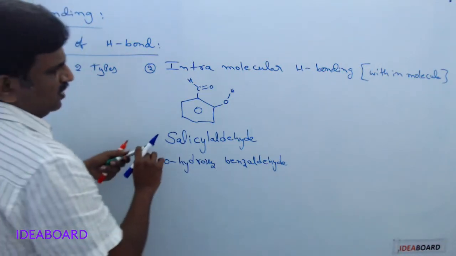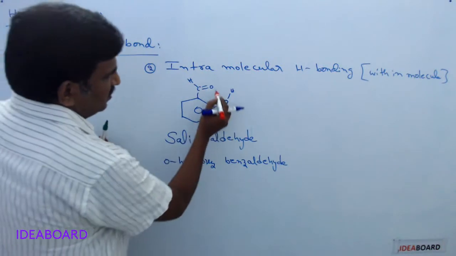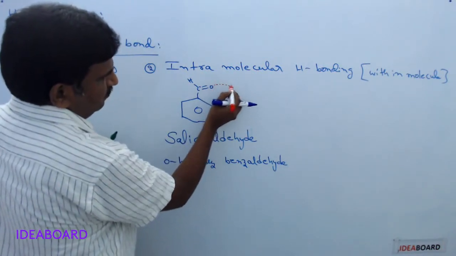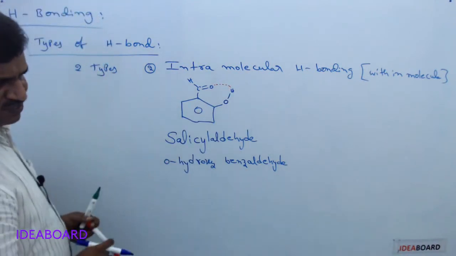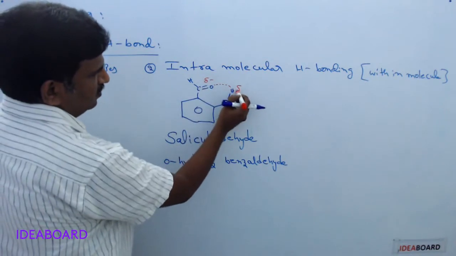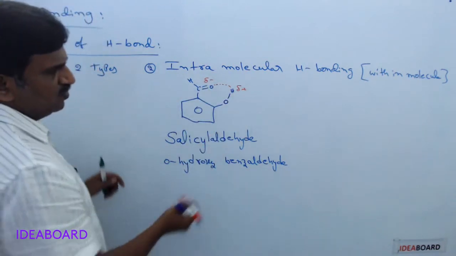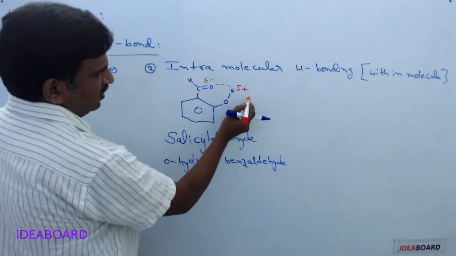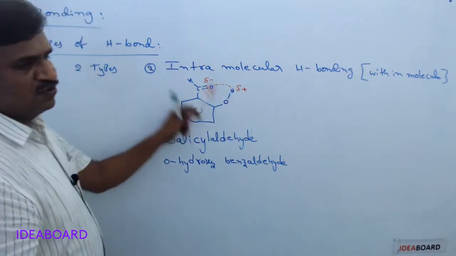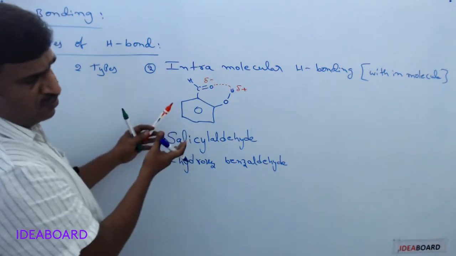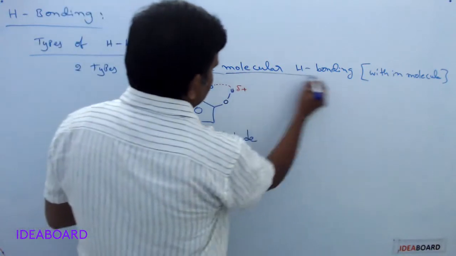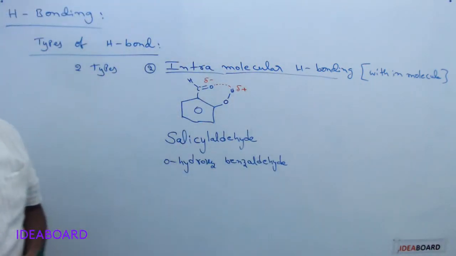Okay, and in this, what happens is the oxygen atom and hydrogen have weak electrostatic attractive forces. So here oxygen has a partial negative charge, hydrogen has a partial positive charge. So they have weak electrostatic attractive forces. This is within a molecule only. It is a single molecule. Within the molecule, if hydrogen bonding is formed, then it is called intramolecular hydrogen bonding.